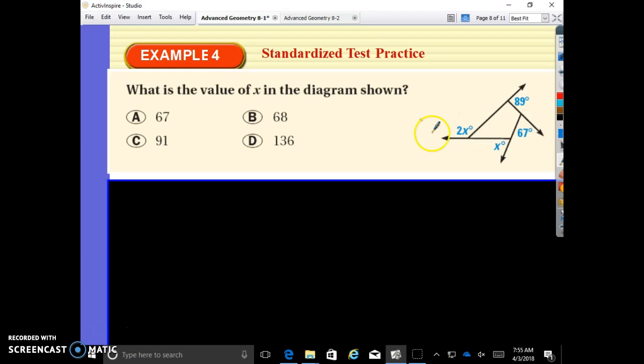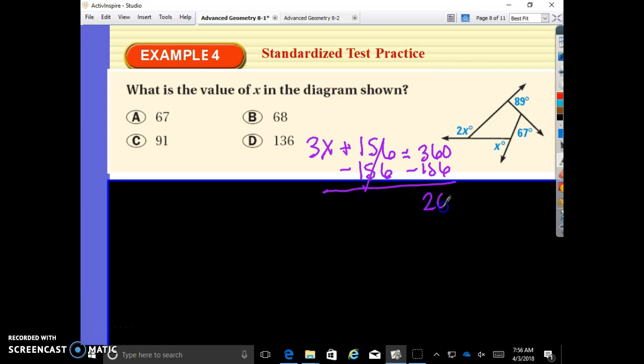So 2x plus 1x is 3x. 3x plus 67 plus 89 is 156. And that all equals 360 because exterior angles always add to 360. The sum of exterior angles will always be 360. 360 minus 156 is 204. So 3x equals 204. Divide by 3 on both sides. x is 68. So this angle right here is 68, where this one is double that, 136.